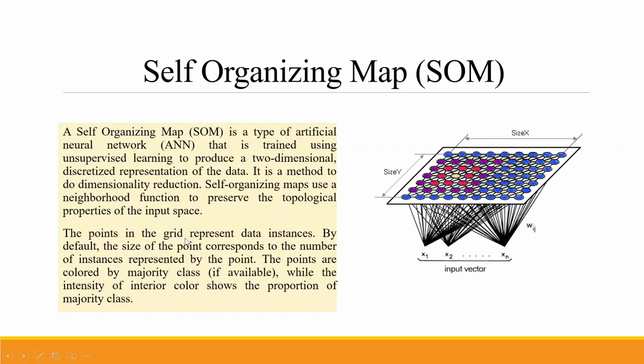The points in the grid, just see here, represent the data instances. By default, the size of the point corresponds to the number of instances represented by the point. The points are colored by the majority class if available, while the intensity of the interior color shows the proportion of majority class. So you can see here X and Y, and this is the input vector, and these are the weights. Now let's see how we can do this in Orange.